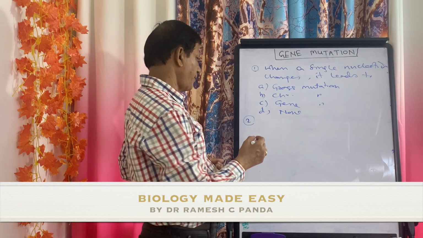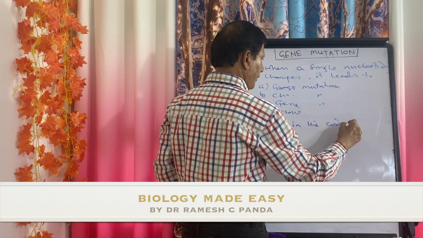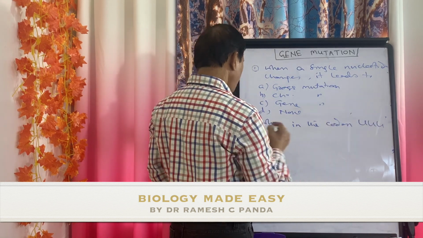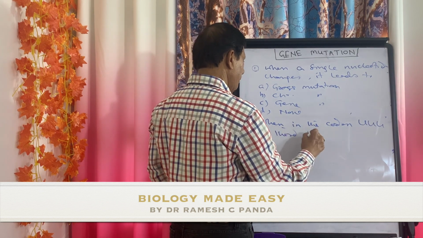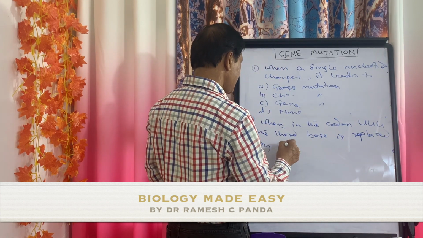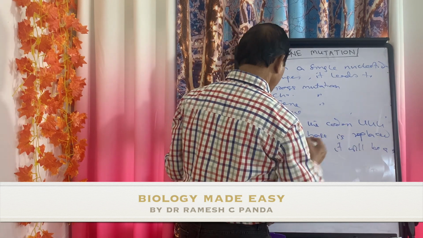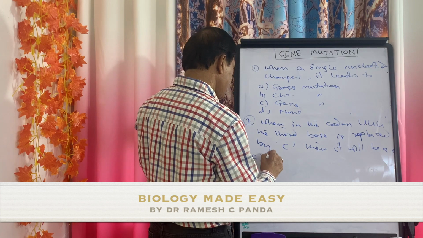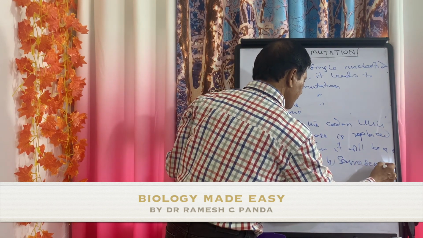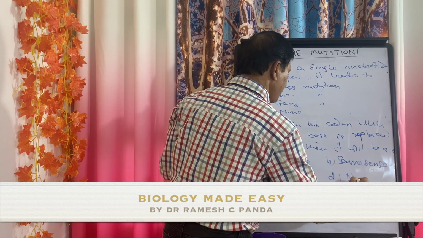Then come to another question. When in the codon UUU, the third base is replaced by C, the third position is replaced by C, then it will be: A, missense mutation; B, samesense mutation; C, nonsense mutation; D, none of the above.